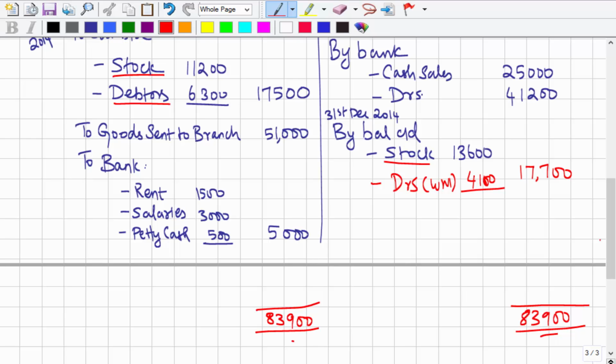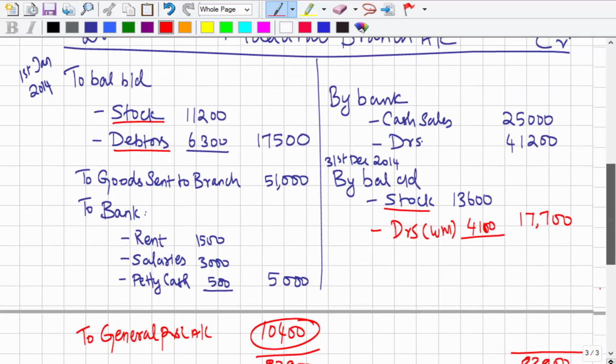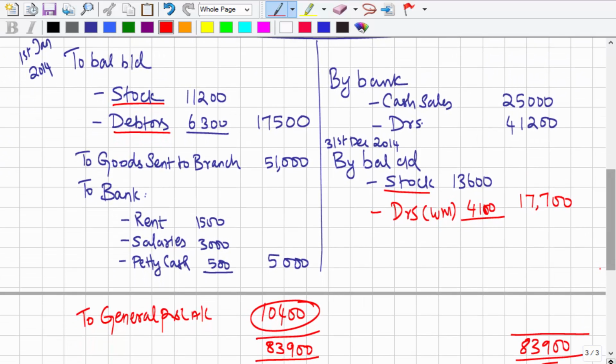It means on the debit side there is a difference. On debit side there is a difference, and this difference has to be transferred to profit. So to general profit and loss account. I'm going to transfer this profit to general profit and loss account, and it works out to 10,400. In this way, we can understand that this branch has made a profit of 10,400, and this will be eventually transferred to the general profit and loss account.